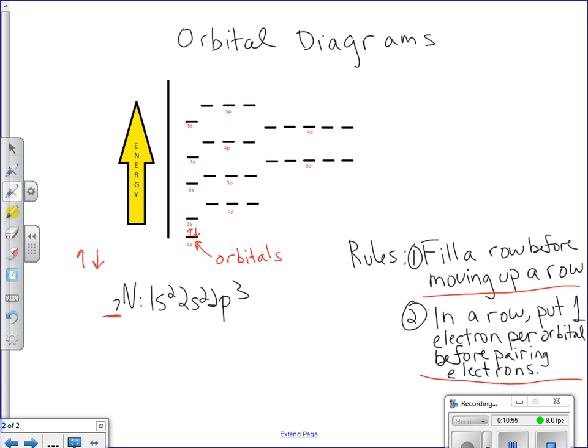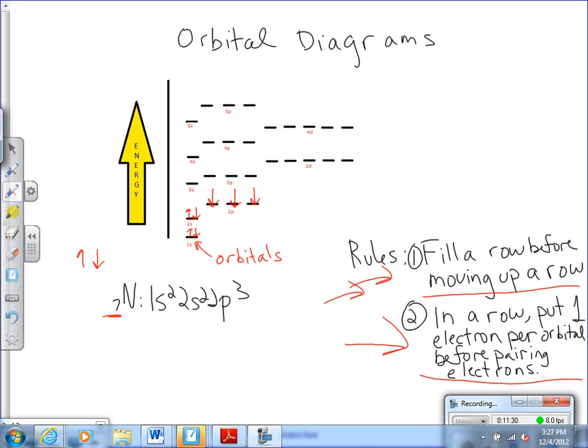I filled a row, I can move up. 3, 4. I filled a row, I get to move up. But now, in this row, I have to put 1 electron per orbital before I can pair the electrons. I'm going to go 5, 6, 7. When you start putting electrons into an orbital in a sublevel, you must point all of the electrons in the same direction. So, I could have put the electrons this way, or I could have put them all facing down. It doesn't matter. I just tend to always start with an up arrow as opposed to a down arrow.